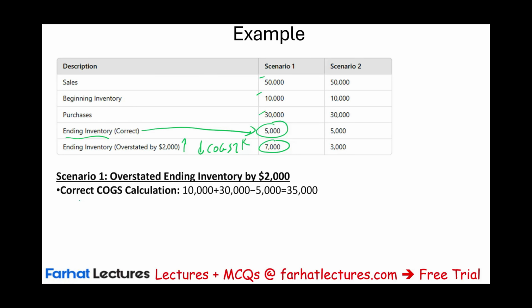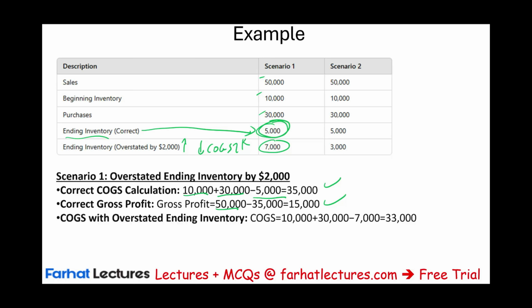Let's take a look. Let's compute the correct cost of goods sold. Beginning inventory 10,000 plus purchases of 30,000 minus the correct ending inventory of 5,000. The correct cost of goods sold is 35. The gross profit is 50 minus 35. The correct gross profit is 15. So this is assuming we are using the correct numbers.